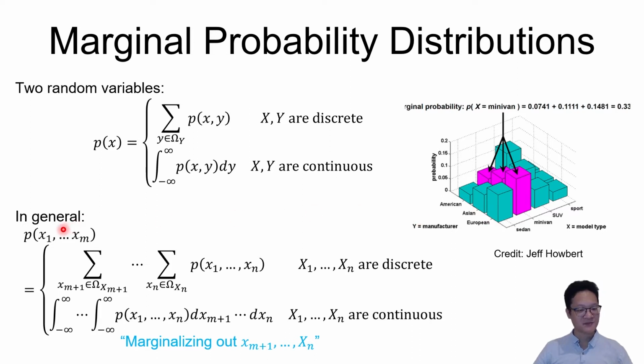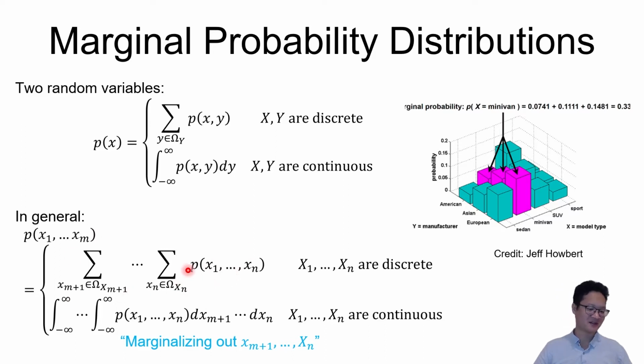Okay, in general, we can generalize it to more than 2 variables. It's just going to be the same. So suppose that you have n variables in total, and you would like to only look at the probability density function of the first m of the variables. What you do is you basically sum over the other variables.